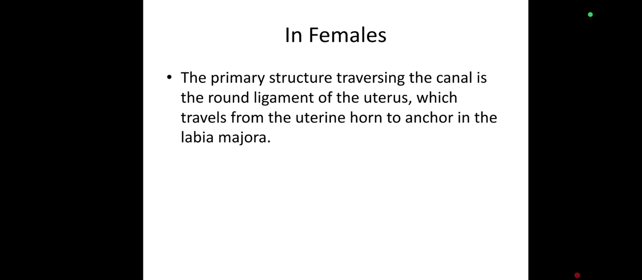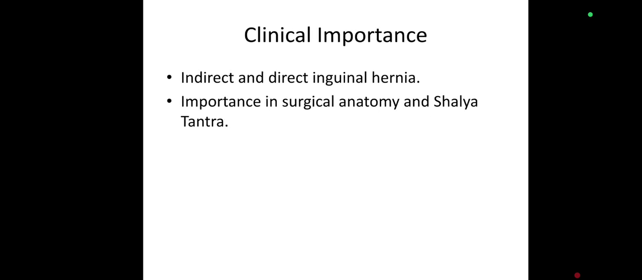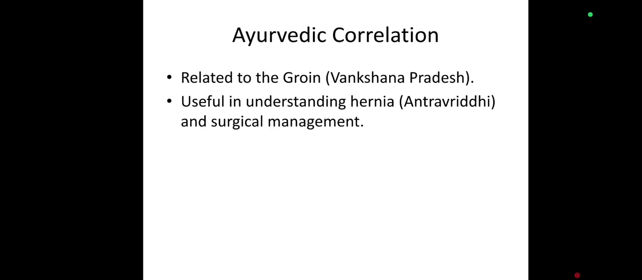Now in female, this inguinal canal contains the round ligament which travels from the uterine horn to the anchor of the labia majora. So clinical importance: it is important for indirect and direct inguinal hernia, and it is important for surgical anatomy and shalya tantra. So Ayurvedic correlation: it is correlated with the Vankshana Pradesha and useful in understanding the hernia, that is Antarvriddhi.